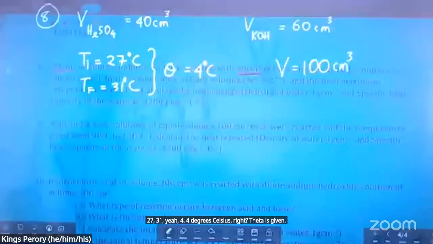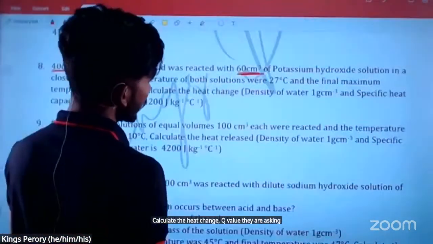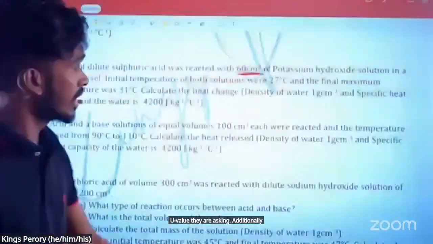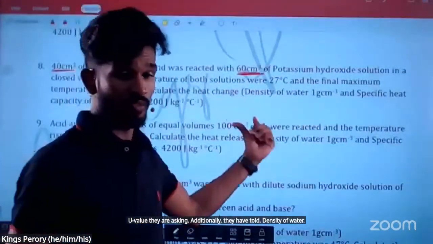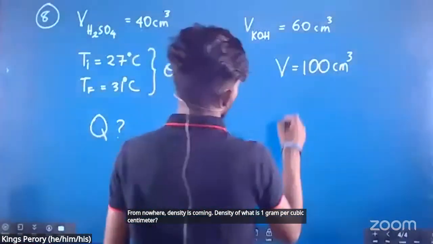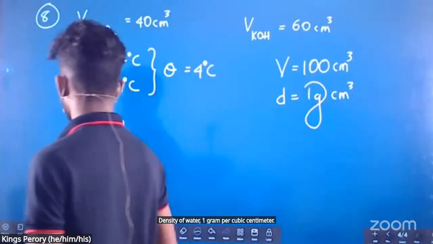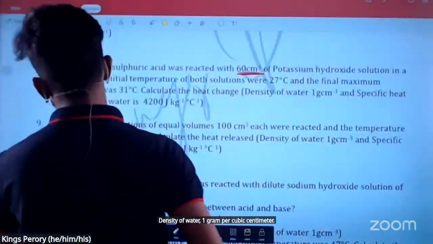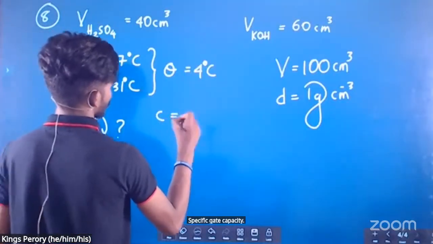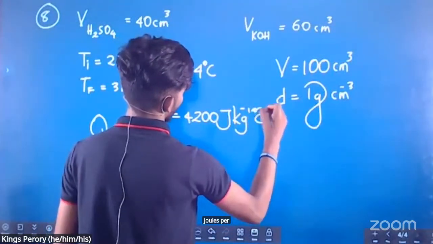Theta is given. They are asking to calculate the heat change, the Q value. Additionally, they have told the density of water, which comes from nowhere. Density of water is 1 gram per cubic centimeter. Specific heat capacity is 4200 joules per kilogram per degree Celsius.